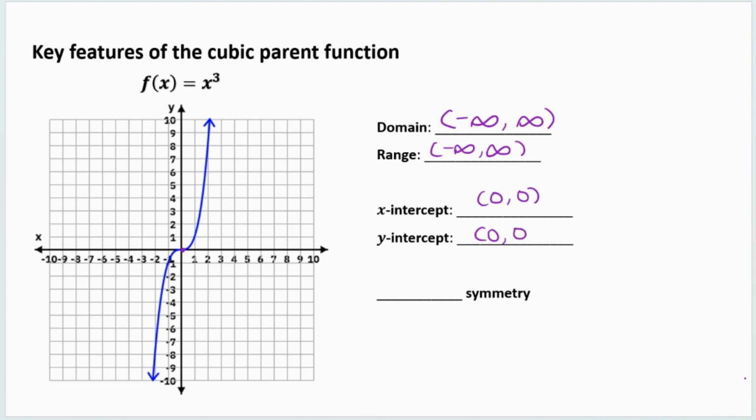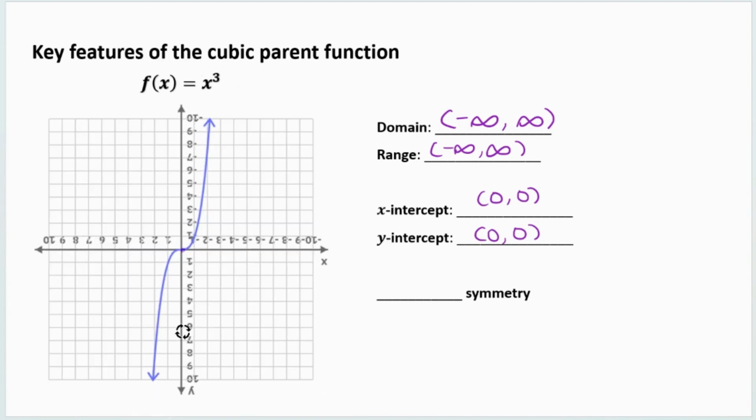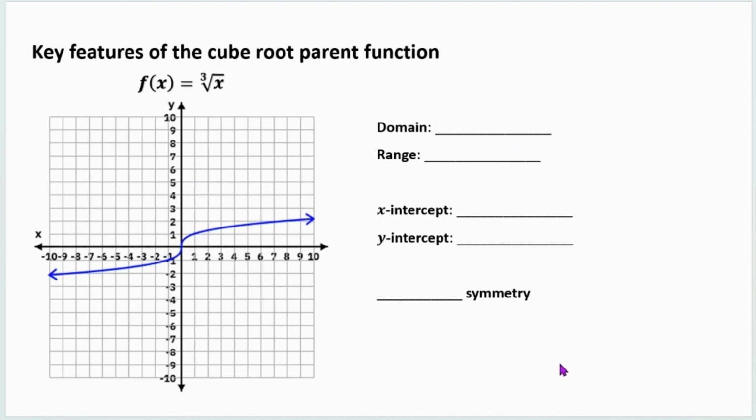at 0, 0. So this graph does not have reflectional symmetry, but if we take it and rotate it about the origin, notice that it does have rotational symmetry. So we would say that it has rotational symmetry about 0, 0. Okay. All right, now let's try the cube root parent function.